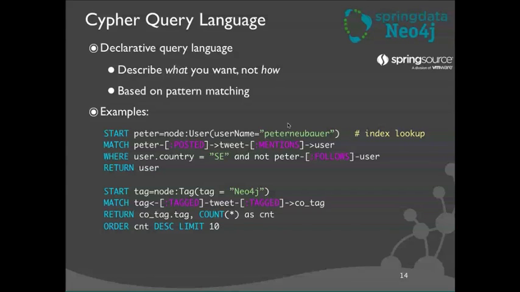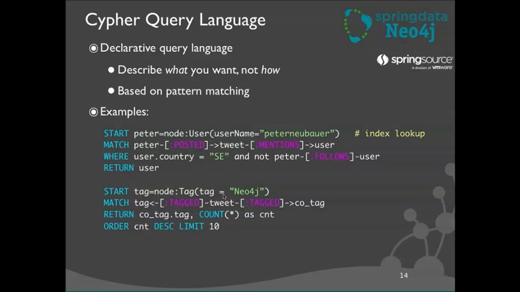So first, we have a starting point where Peter is looked up in the user index, where the username is indexed, and we have the name Peter Neubauer in there. Then we are interested in users that Peter mentions, but he doesn't follow yet. So we look at the tweets he posted. So we follow the posted relationships from Peter to the tweet. Then from the tweets we follow the mentioned relationships to the users. And for all of these users we found, which is a two-hop traversal, we check if they are living in Sweden and if Peter doesn't already follow them. And if all these constraints are true, then we return the user, which would be a list of people who Peter could follow.